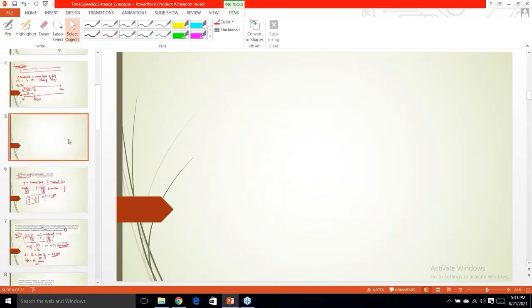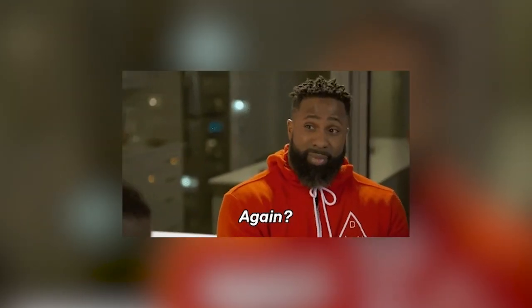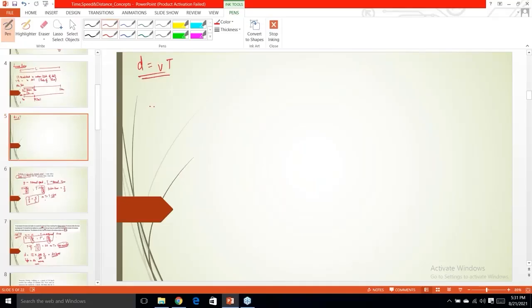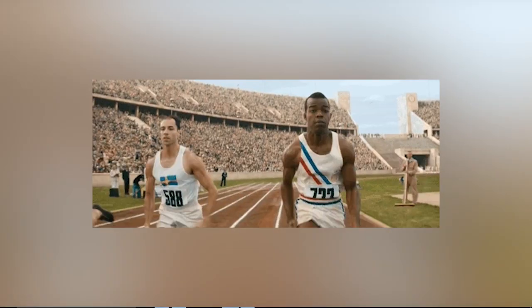Now let's see what's the inherent concept. Again, I told you that D is equal to V into T. It's like the Bible equation. Understand that if two people are running a race, let's say A and B, the speed of A is VA and the speed of B is VB. Obviously, VA is not equal to VB, otherwise both will end the race at a given point in time. Now, suppose the track length is L. Let's for the moment assume that VA is greater than VB. Now, if VA is greater than VB, obviously A will win the race.